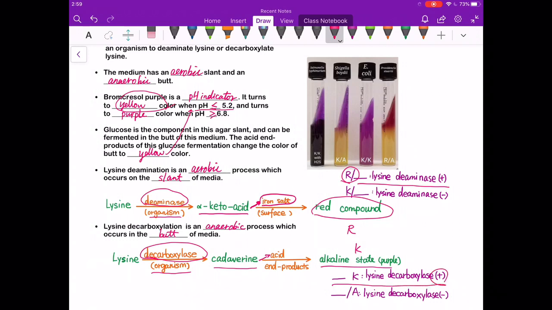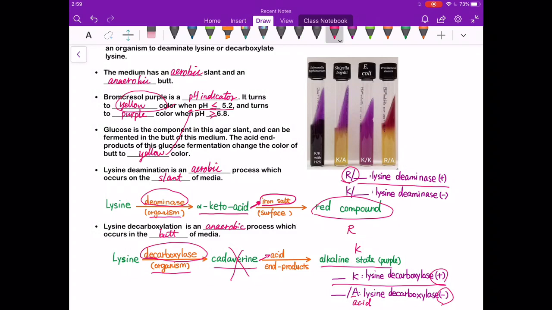And A here represents the acid. If the butt of the medium is acidic, which means there's no cadaverine formed, so there is no organism that can produce the lysine decarboxylase. So A indicates lysine decarboxylase negative.